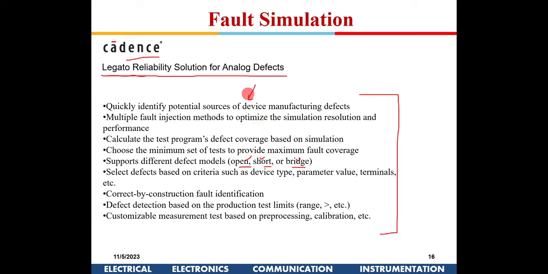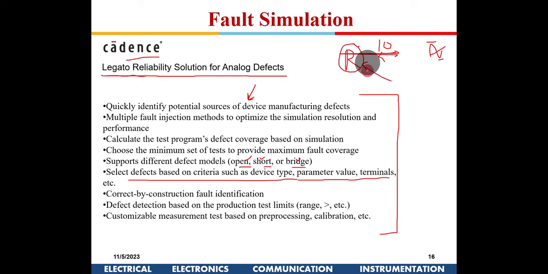After running these tools, we also get an idea of what tolerance is permitted. For example, when we run these tools on a value of 10k, it would say if this resistance is within this error range, the output will still be within the specified range. So from the fault simulation, we should also be able to tell the total permitted variation of this resistance.